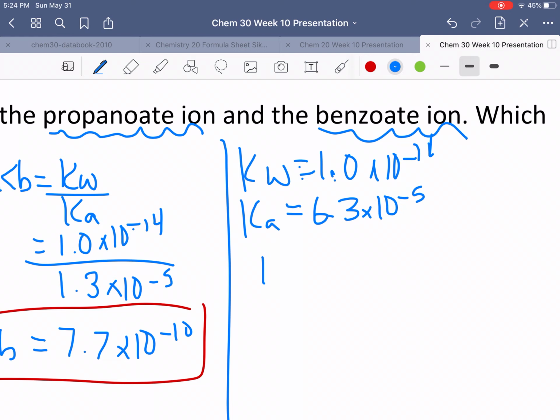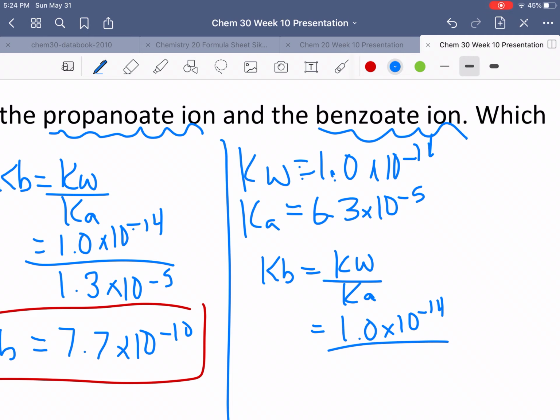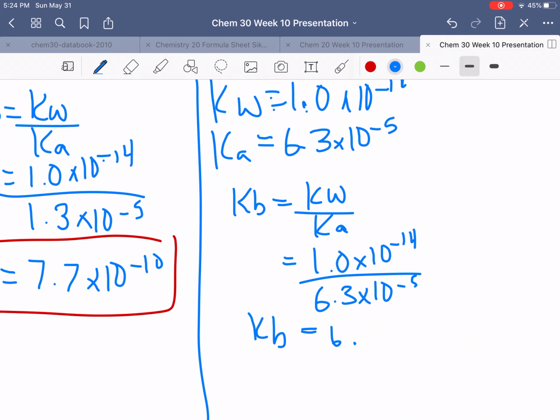They are related. Kb is equal to Kw over the Ka of the corresponding acid, the benzoic acid. So 1.0 times 10 to the negative 14 divided by 6.3 times 10 to the negative 5. And Kb is officially equal to, remember, 2 sig digs, 6.3 times 10 to the negative 10.